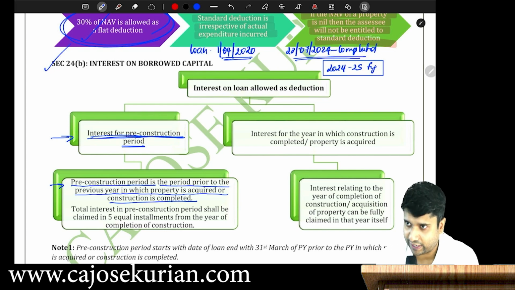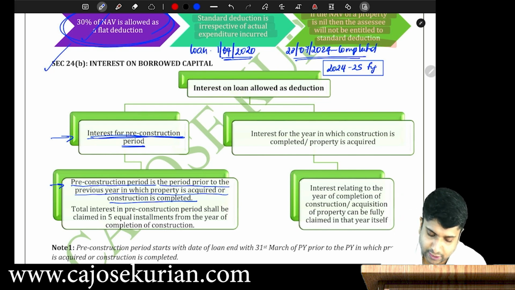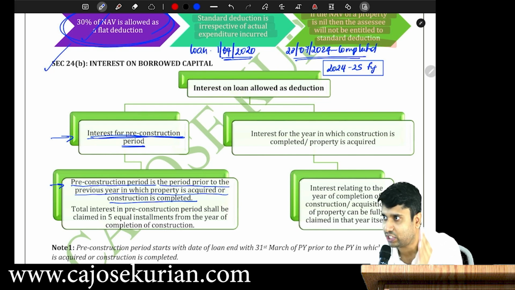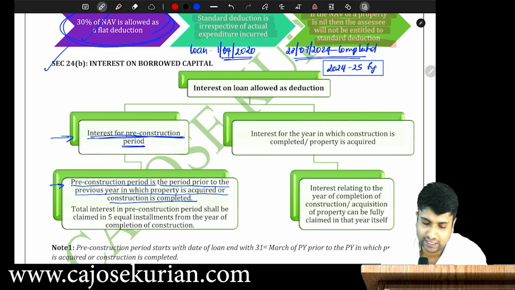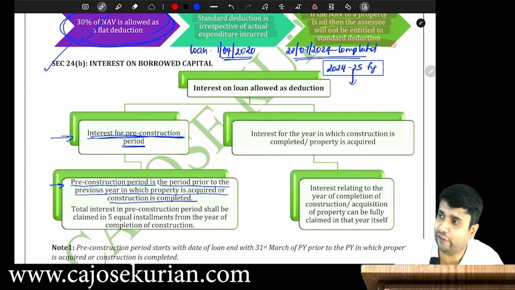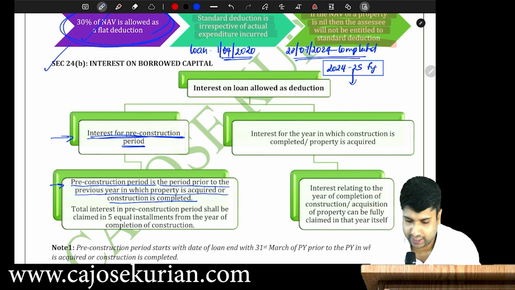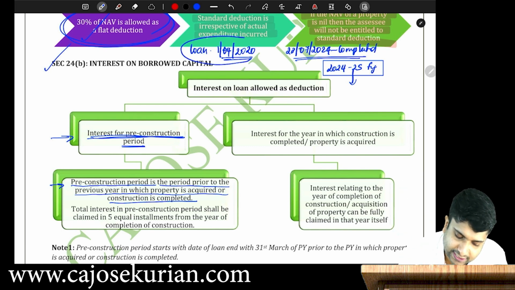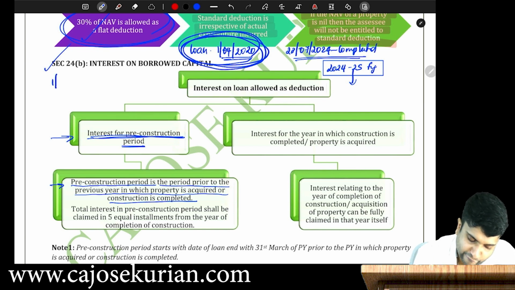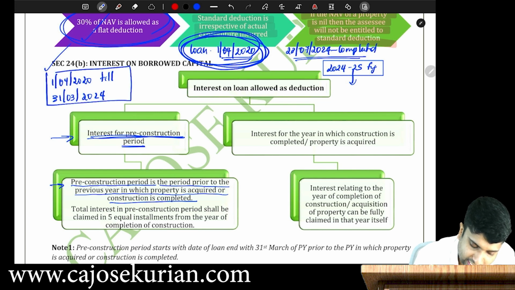So friends, listen. If it is in the 24-25 financial year, then this year will be the first year of completion. This year will be considered as the year of completion. Then, when is the pre-construction period? From which day to which day? From 1st April 2020 till 31st March 2024 is the pre-construction period.